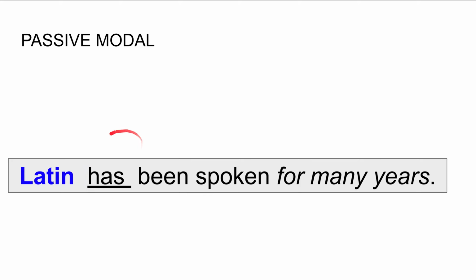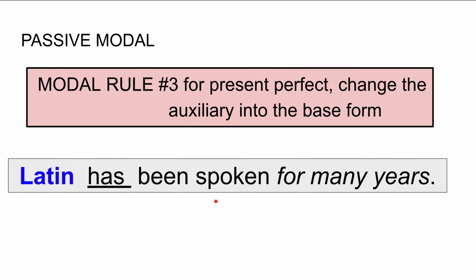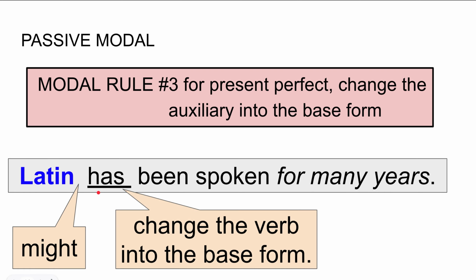So first, again, keep in mind that modal rule number 3 for present perfect is that we need to change the auxiliary into the base form when you add a modal. So what if we add a modal? Might. Latin might has been spoken for many years. Well, that's wrong. We need to change this auxiliary into the base form. Have. Latin might have been spoken for many years.